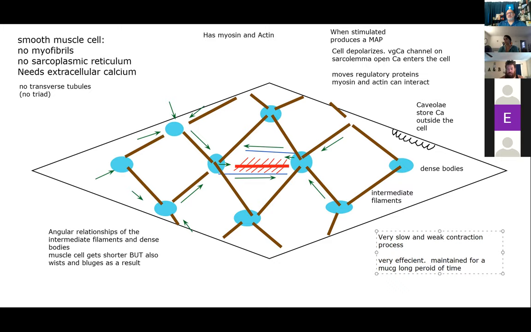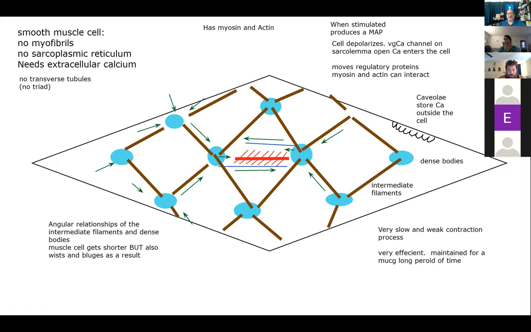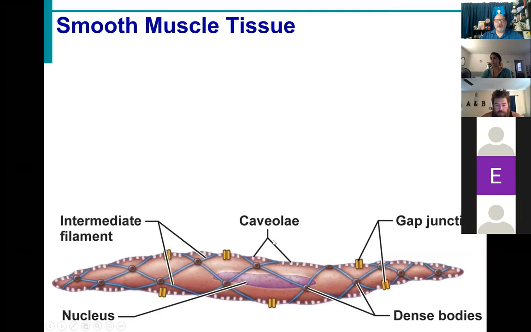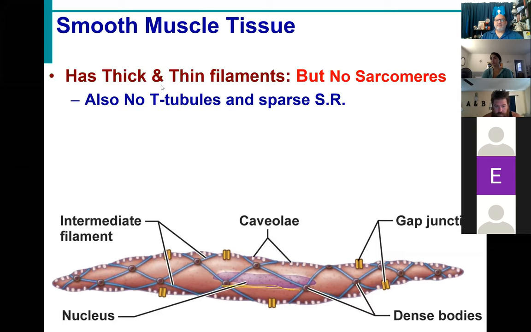Now, again, I've truly done an amazing job of drawing this here, but let's take a look at the pretty picture from your textbook. Notice here are caveolae, those small little caves that contain the calcium. Notice here we have our dense bodies and the intermediate filaments interlocking them. Notice we don't see the myosin and the actin in between, but we know the myosin and the actin are here in between.